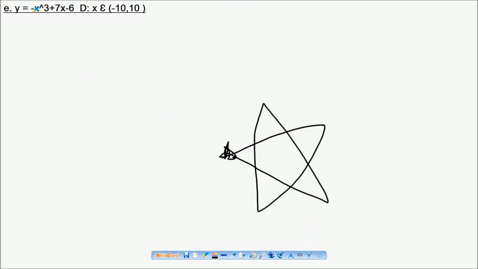Now let's look at question E. Question E is a cubic function, and by looking at it, we have to find its factor by long division, and the domain is from minus 10 to 10. Both points are not included, and the shape of the graph should be this one. Because of the minus sign, it should have this shape.